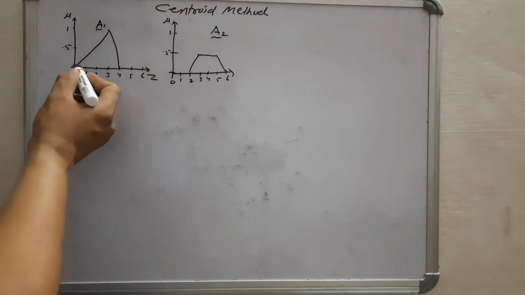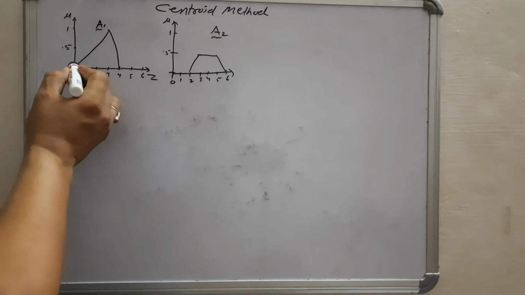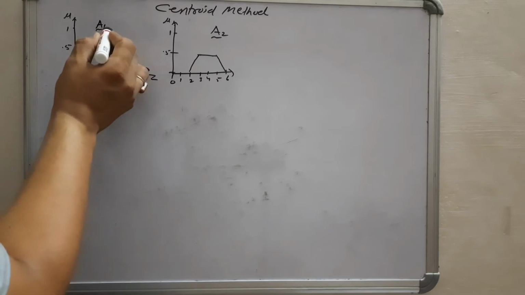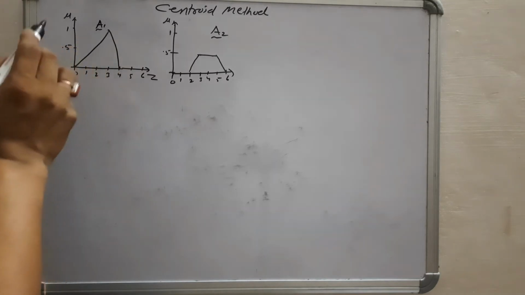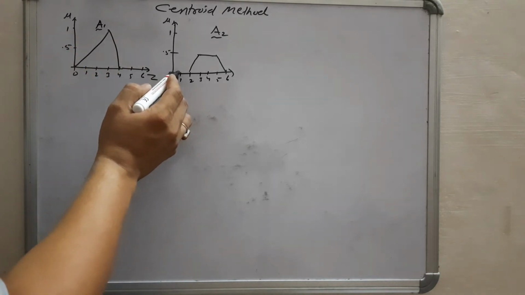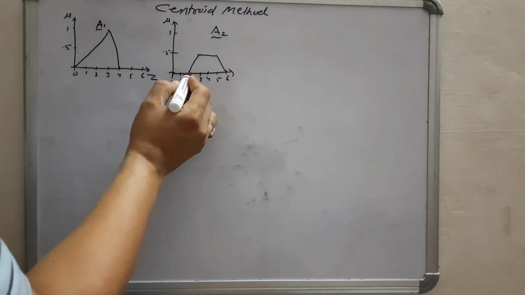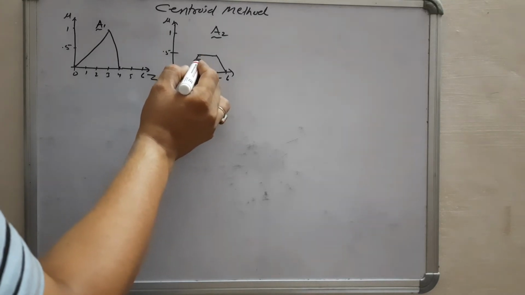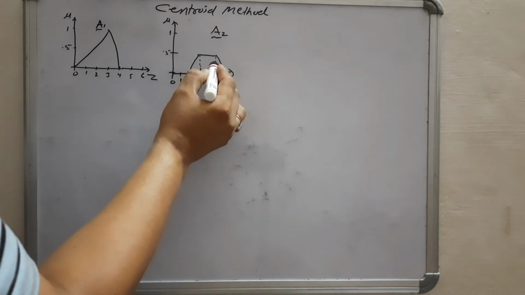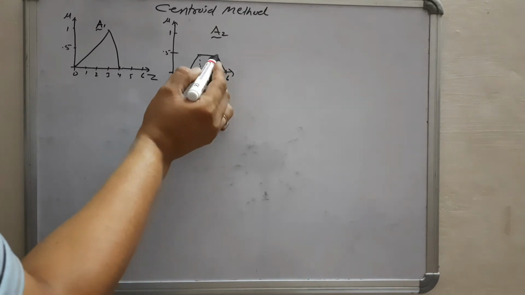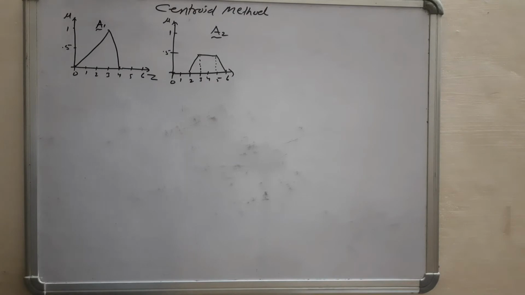For A1, the membership value varies from 0 to 4. It is 0 to 3, varying up to 1, and from 3 to 4 it comes down from 1 to 0. In the second membership function, the membership value increases from 2 to 3 to 0.5, then from 3 to 5 it remains 0.5, and from 5 to 6 it comes towards 0.